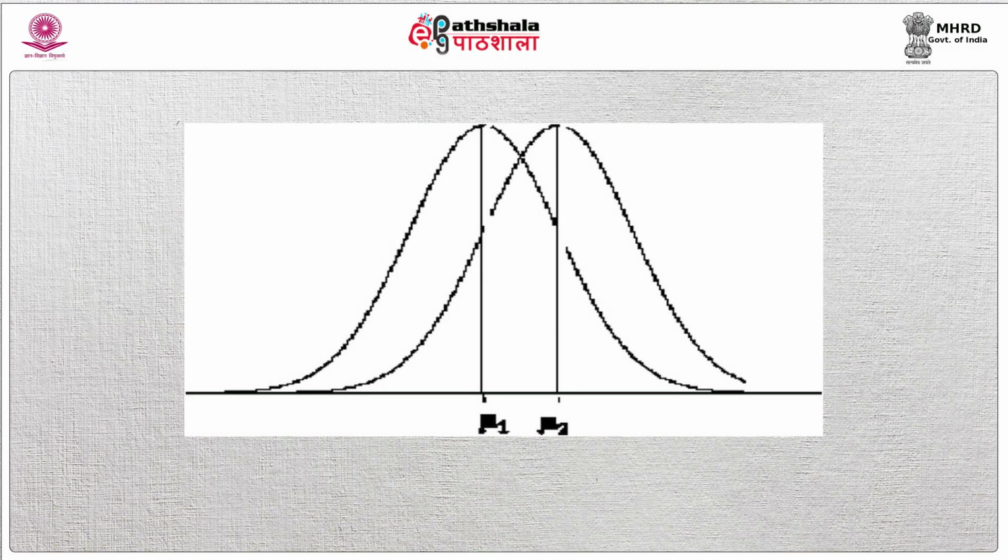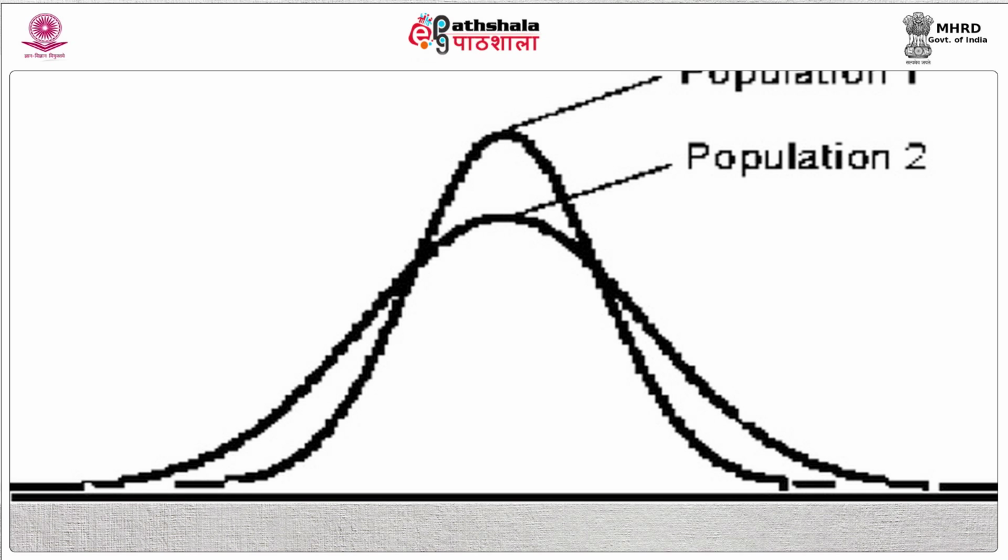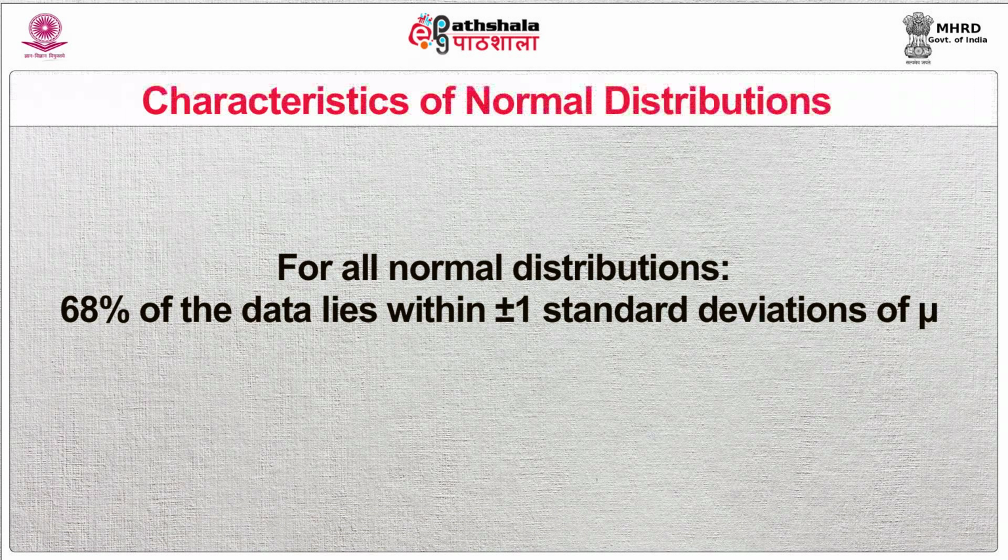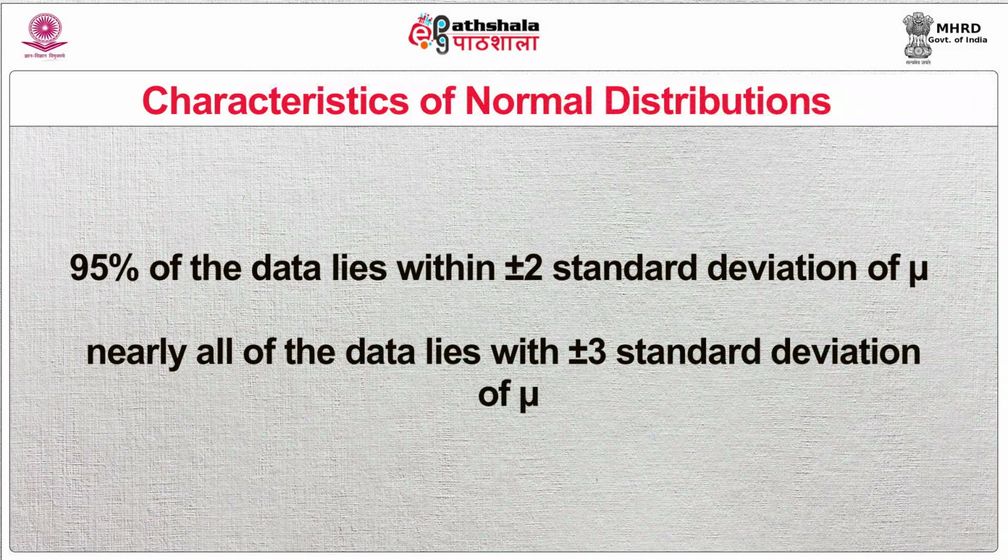There are two parameters that decide the normal distribution, that is mu and standard deviation. The mean determines the distribution's central location. The figure over here shows two normal distributions with different means. The standard deviation of a normal distribution explains its spread. The next figure exhibits two normal distributions with different spreads, as shown over here. Now, for all normal distributions, 68% of the data lies within plus or minus 1 standard deviation of mu, 95% of data lies within plus or minus 2 standard deviations of mu, and nearly all of the data lies within plus or minus 3 standard deviations of mu.